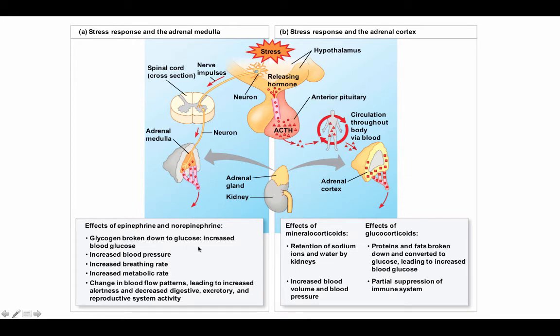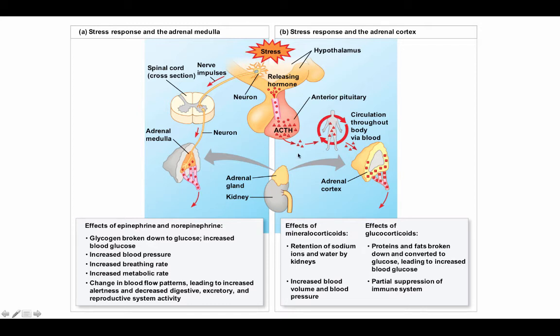increasing the blood glucose, increasing the blood pressure, so delivering blood at a greater rate to the muscle tissues, increasing the breathing rate to increase the oxygen supply, increasing the metabolic rate, mobilizing energy, and change in blood flow patterns, as we saw before, leading to increased alertness and decreased digestive, excretory, and reproductive system activity.